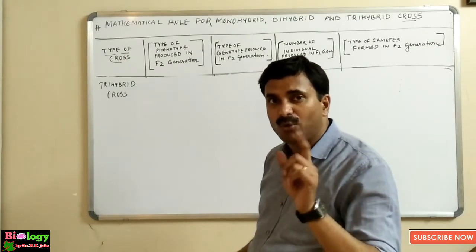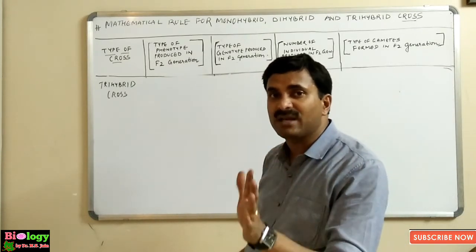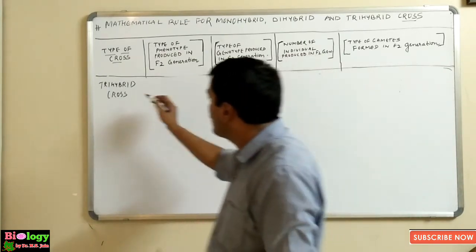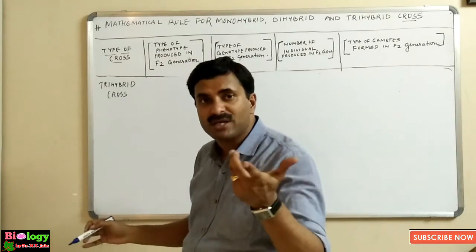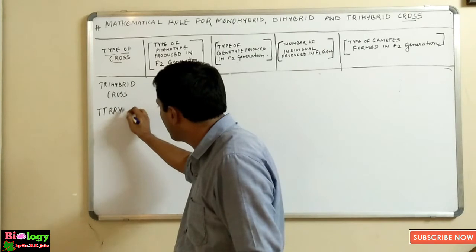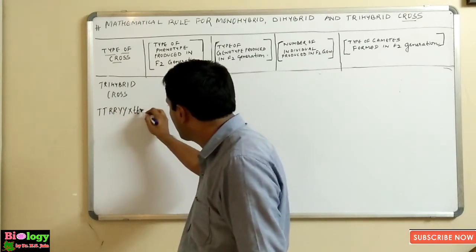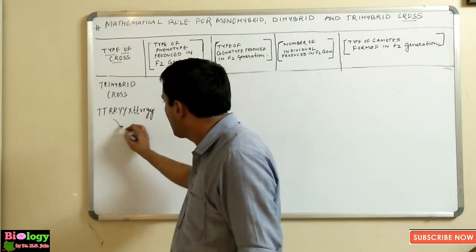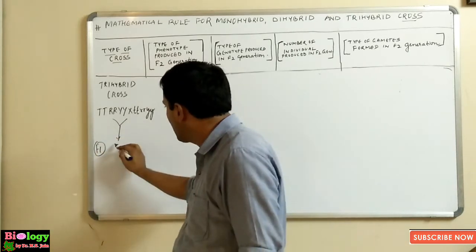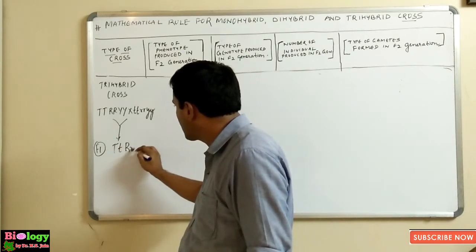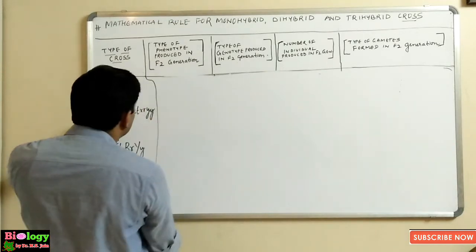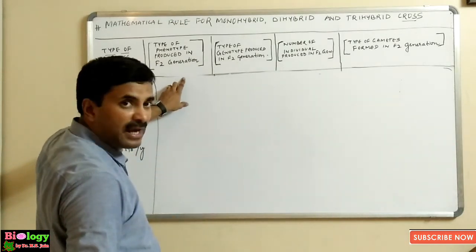Today's video I have made only to make things easier, so that at a glance you can solve the question. In a trihybrid cross I take 3 pairs of contrasting characters. Say I have taken capital T, capital R, capital Y crossed with small t, small r, small y. When we cross them, we get the F1 generation, capital T small t, capital R small r, capital Y small y. Now see how many types of phenotypes are produced in the F2 generation.